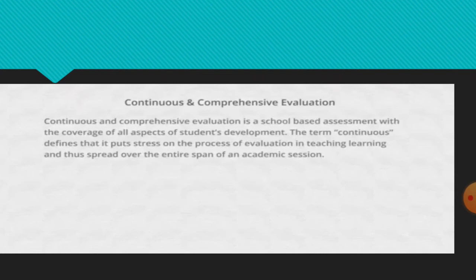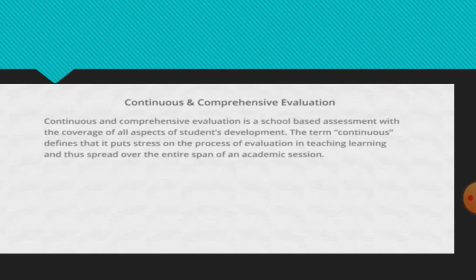The term continuous defines that it puts stress on the process of evaluation in teaching and learning, and thus is spread over the entire span of an academic session. So this is the best definition ever seen anywhere. Continuous and comprehensive evaluation is a school based assessment with the coverage of all the aspects of the student's development. All the aspects of the student's development is nothing but the all-round development of the student. All the aspects means here scholastic and non-scholastic, or co-scholastic we can say.